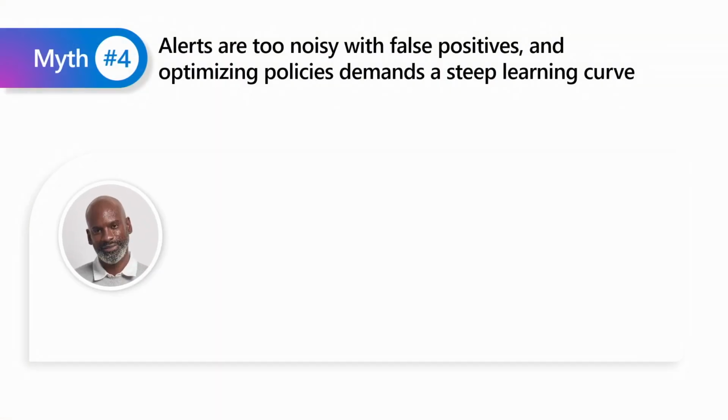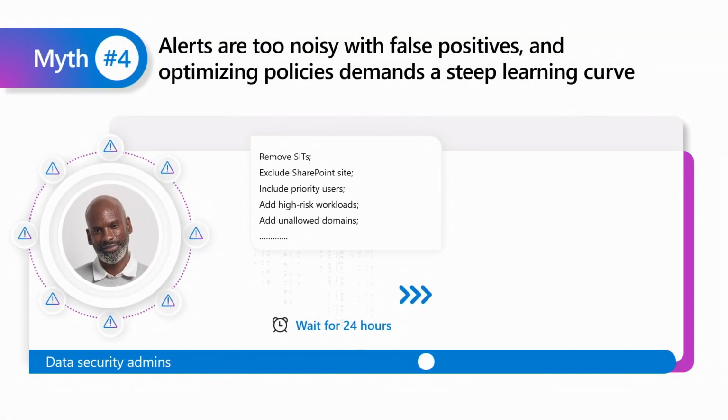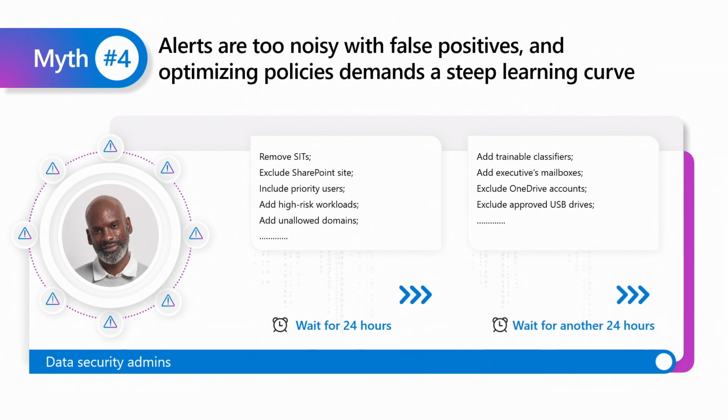With that, I'm going to jump to myth number 4, which is a really common one. Alerts tend to be very noisy, that data security admins need to find the true risk within all the false positives. And a lot of the time, when admins try to fine-tune the policy to receive high-fidelity alerts, you might add a condition, remove another condition, but then you need to wait for at least a day to see how that policy works in your production environments. And if it still doesn't work as expected, then you will need to fine-tune another time. So you can see it's a very time-consuming process, and it demands a very steep learning curve to really fine-tune your policy to an optimal situation.